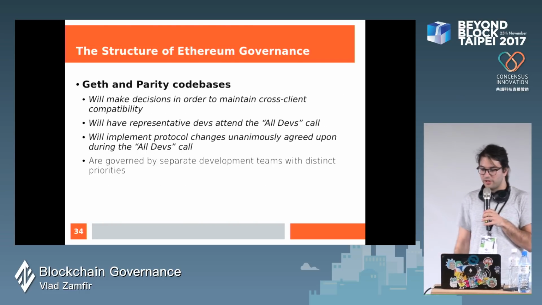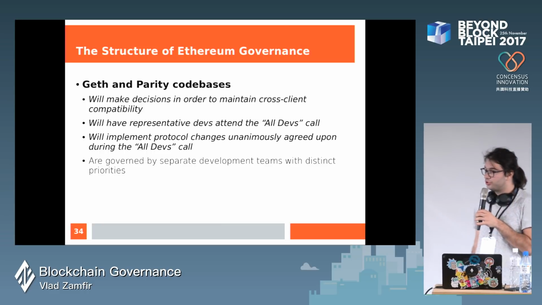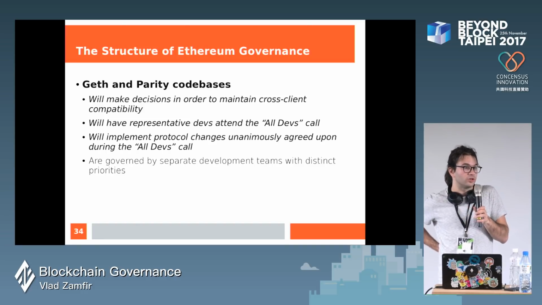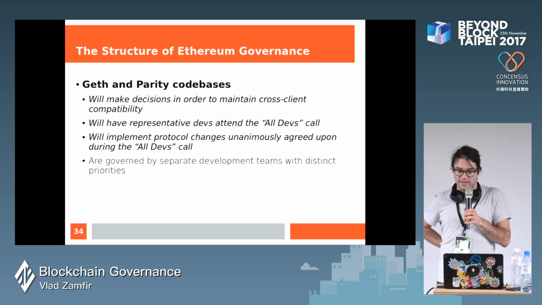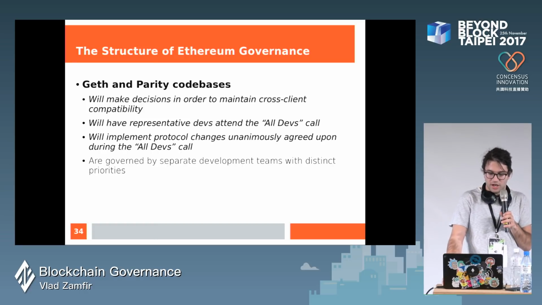So the Geth and Parity codebases basically make decisions which are patches to their software, like diffs, pull requests merged into their repos, in order to maintain cross-client compatibility. They really don't want to have this kind of loss of cross-client compatibility. And they have devs that participate in this thing called the altdevs call, which we're going to talk about next.